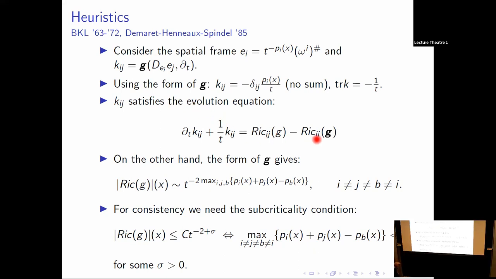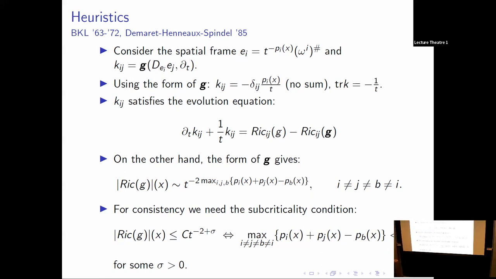And so unbold-faced g here is the induced metric on the spatial slices, the time slices, which is Riemannian, and bold-faced G is the space-time metric. Okay, so if, for example, we're in vacuum, this is zero. So you get an evolution equation for K. Of course, this has to be coupled to little g, right? But for the moment, we assume g is known by the ansatz, and we just want to check whether K has this behavior that we computed using the ansatz.